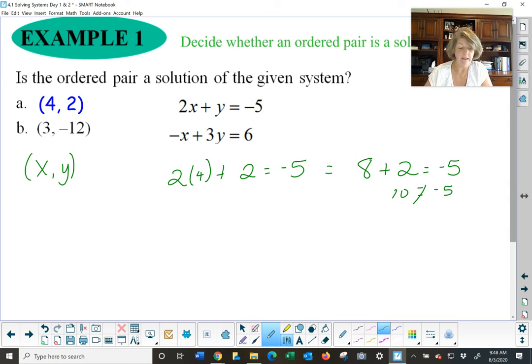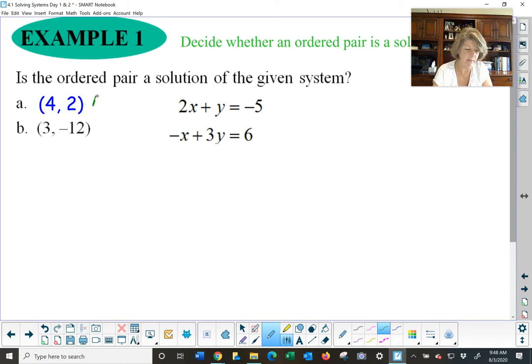I could check it in the second equation and see if it works, but I already know that since I plugged it into equation 1 and it didn't work, it's not a solution to both equations at the same time. So this one, I'm going to say no.